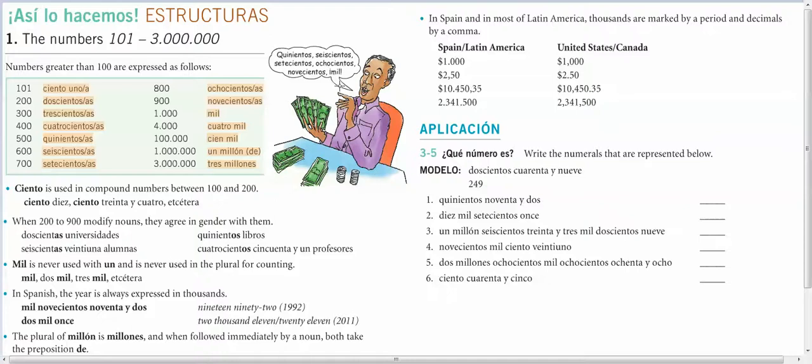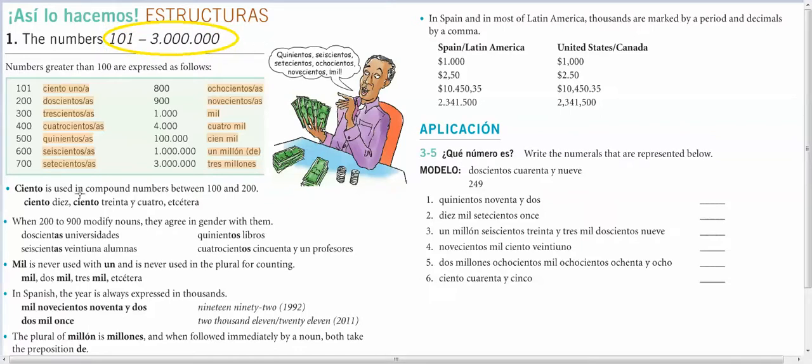So now we're going to talk about large numbers. We're going to go from the numbers 101 to 3 million. Actually, you could go beyond 3 million, but anyway, that's kind of where we're going.